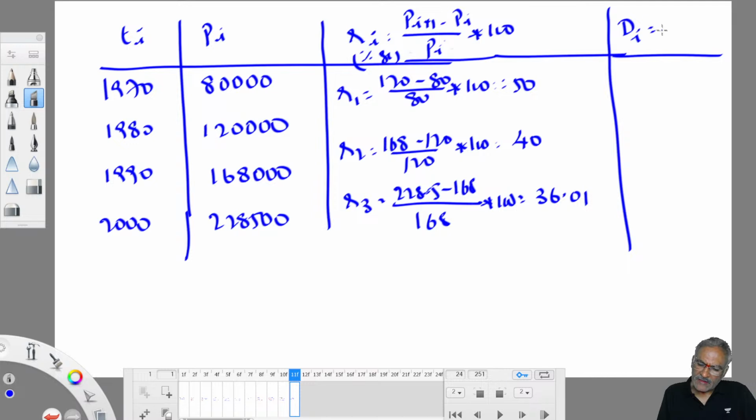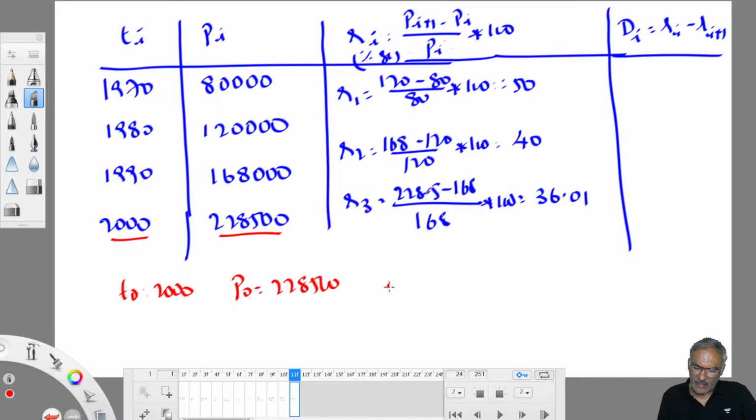What is D I? It is R I minus R I plus 1. The latest among all these, P naught, is taken as this, and this becomes T naught. So T naught is equal to 2000. Population in 2000 is 2,28,500 and R naught is 36.01. Between these two, how much is the decrease? 50 minus 40, you will get 10% decrease. So D1 is equal to 50 minus 40, 10.